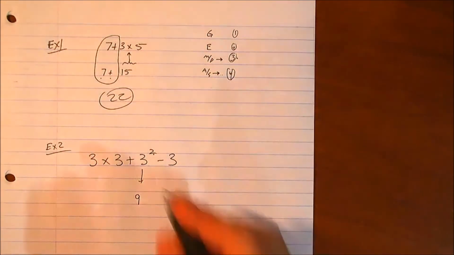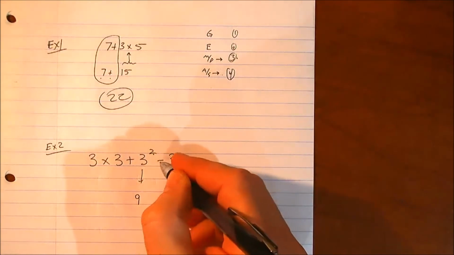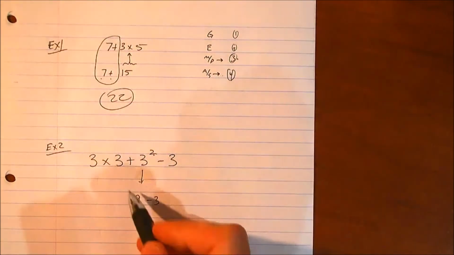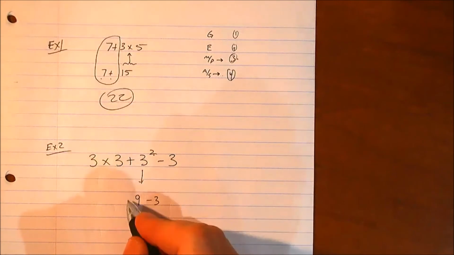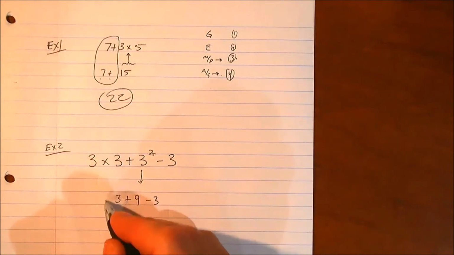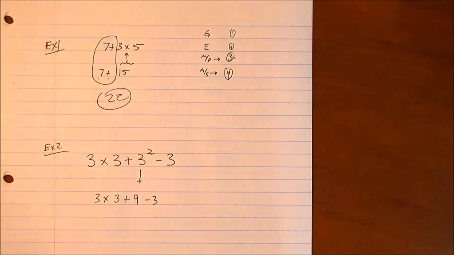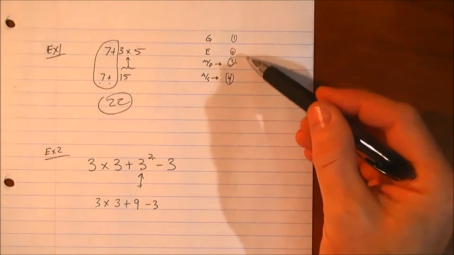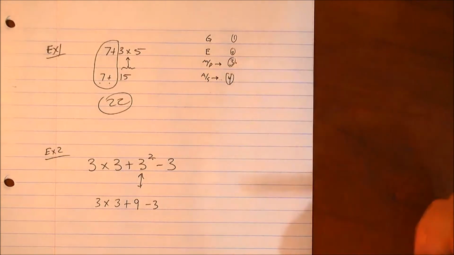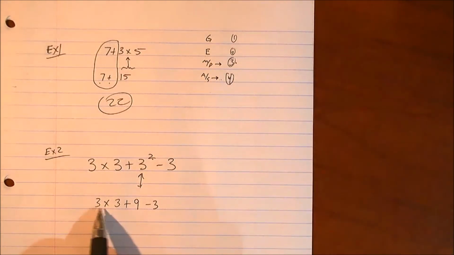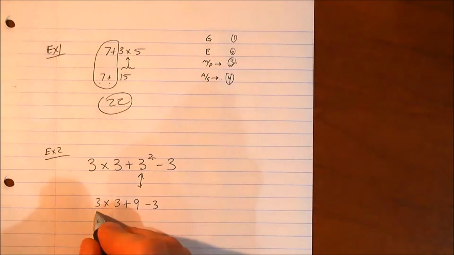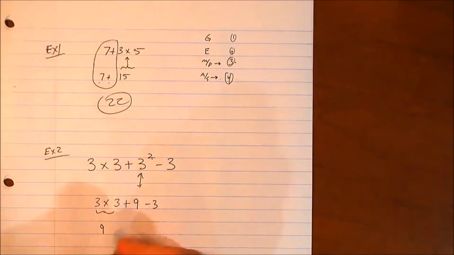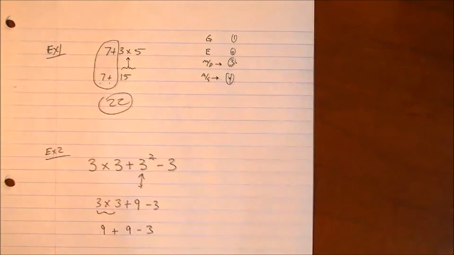So if I simplify this piece, I get a 9. Everything else stays the same. So after the 9 is still a minus 3. That hasn't changed. Before the 9 is still a plus sign, and then a 3, and a multiply sign, and another 3. So the only thing that changed was that exponent piece. Now on this step, I'm going to move from the second step to the third step and take care of my multiplies and divides. Well, there's only one of them. So I have 3 times 3, which is 9. So this piece becomes a 9. Everything else stays the same.